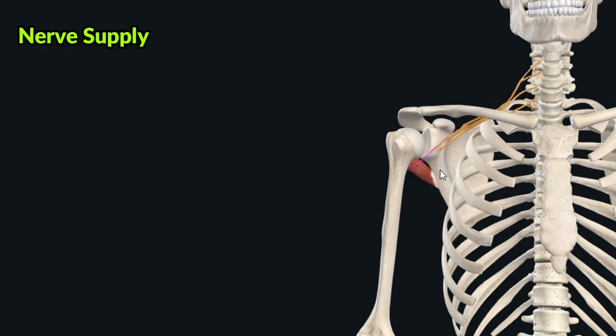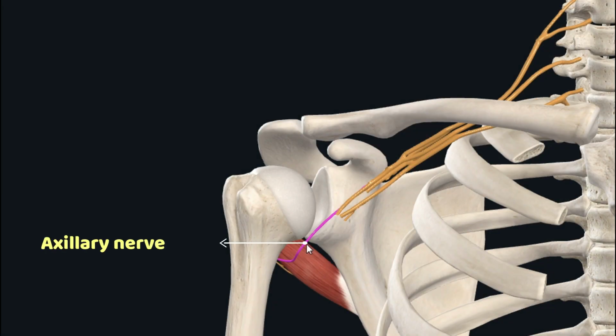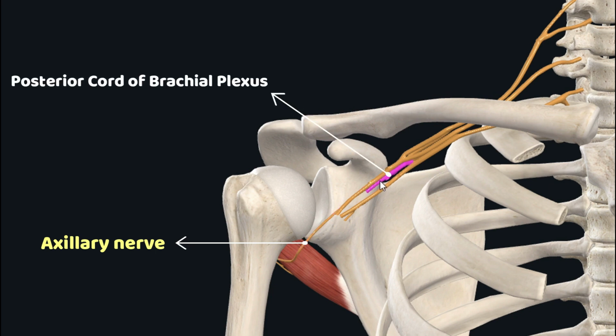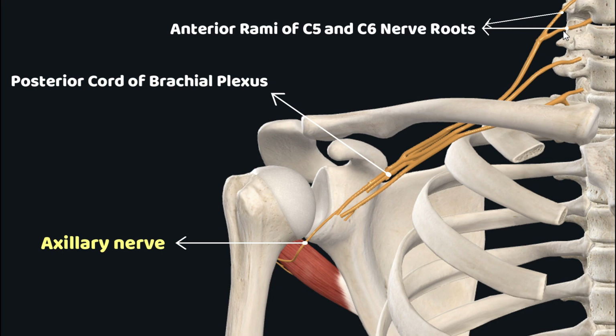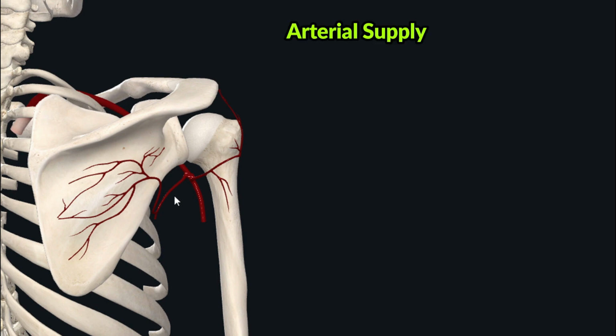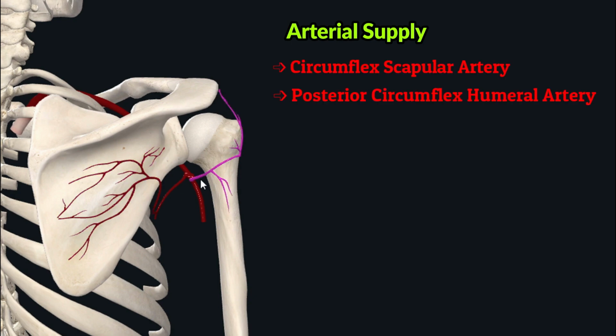In terms of the nerve supply, the teres minor is supplied by the axillary nerve. The axillary nerve originates from the posterior cord of the brachial plexus, with the anterior rami of C5 and C6 cervical nerve roots. In terms of the arterial supply, the teres minor muscle is supplied by two main arteries, the circumflex scapular artery and the posterior circumflex humeral artery.